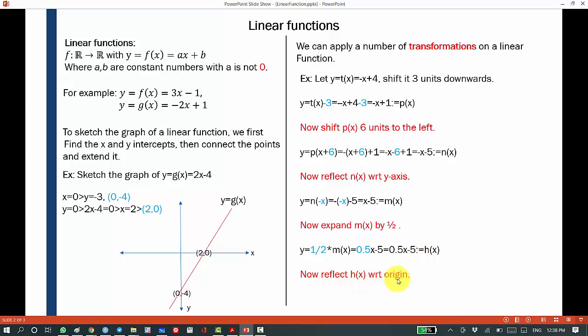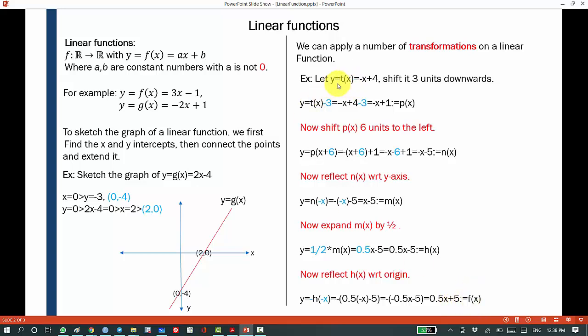And we know that when we reflect a function with respect to the origin, we change x with minus x and multiply the function with minus 1. That is minus h of minus x. Minus outside, 0.5x replaced with minus x, minus 5 is there from the constant part. Minus x with 0.5 is minus 0.5x minus 5. Then we multiply this minus sign outside with both terms inside, and we get 0.5x plus 5, which we name f of x.